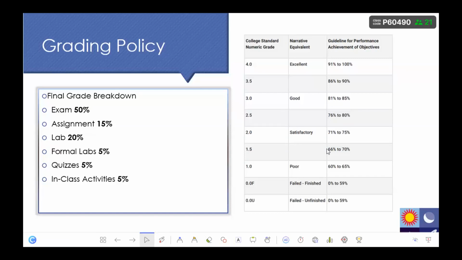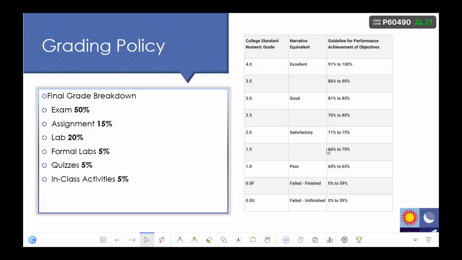So, grading policy. We talked about the assignment. Assignment is 15%. Exams are 50%, and each exam has an equal weight. Labs are 20%, formal labs 5%. There will be quizzes, and these are online quizzes, and you have unlimited tries to submit these quizzes.